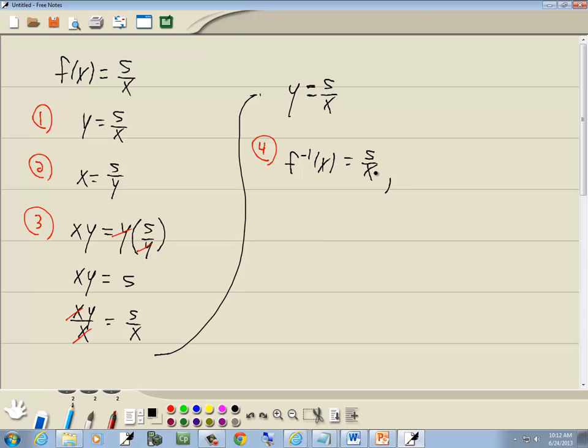Oftentimes books will specify the domain on that. They'll say x cannot equal 0. That has nothing to do with making it 1-to-1. They just sometimes will put the domain on there. If you want to do that, that's fine. I'm happy with 5 over x.